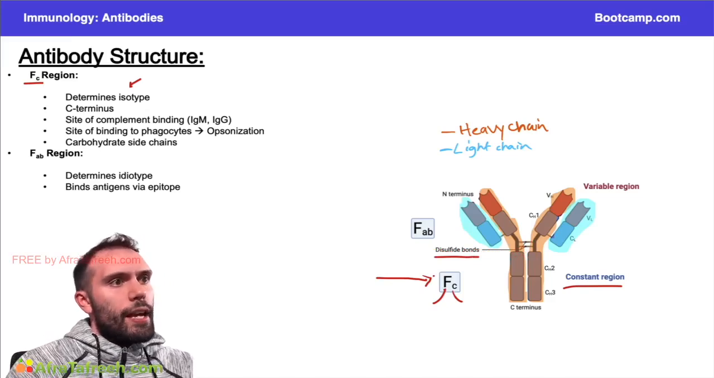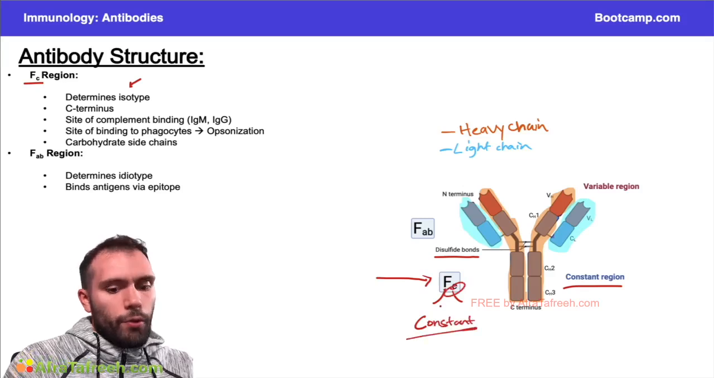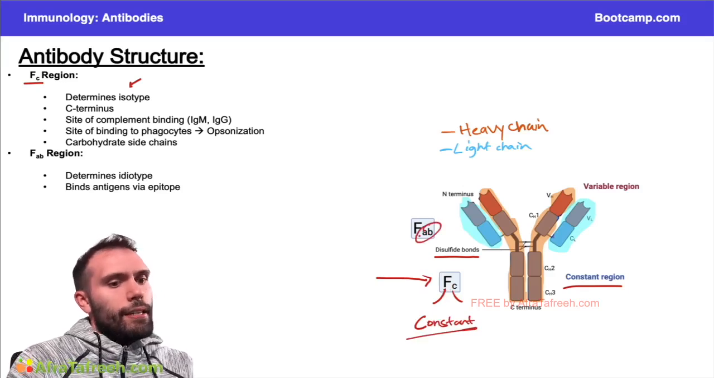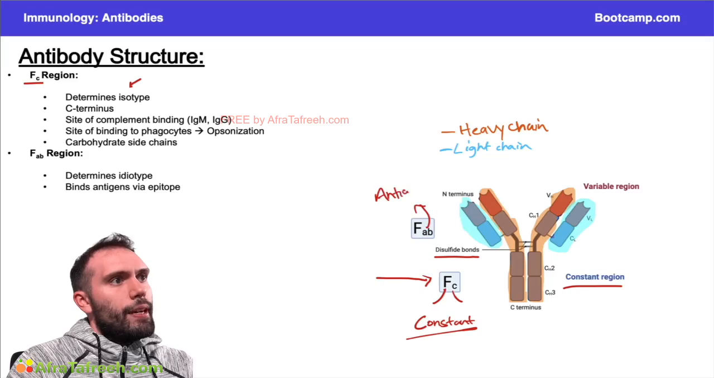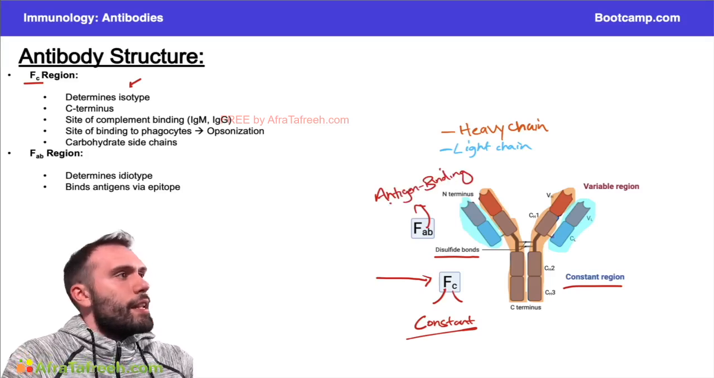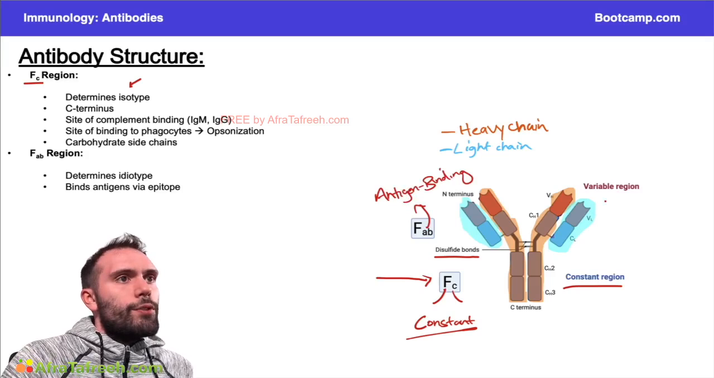And so we already said the Fc region is kind of like the constant region. That's what that C is standing for. And then the Fab here stands for antigen binding. Okay, so this is the antigen binding region, which actually makes a lot of sense. So if you understand some of these terms, you can kind of understand what's going on here.